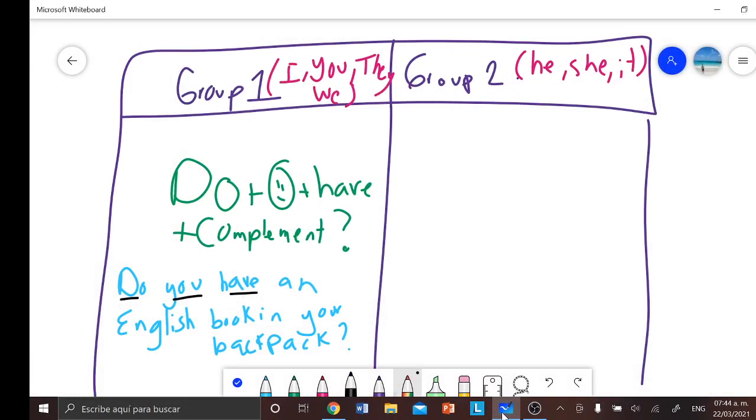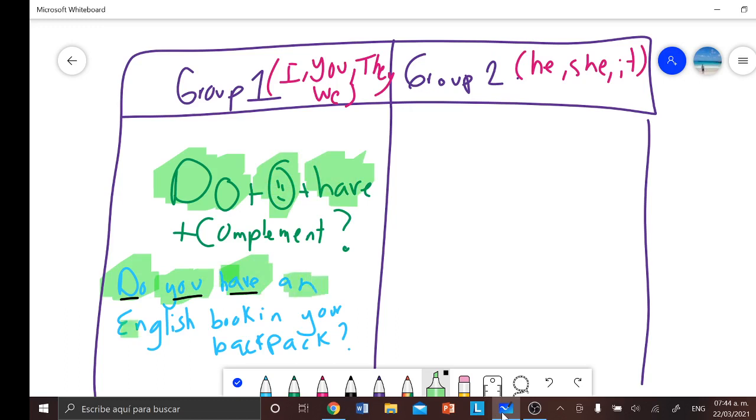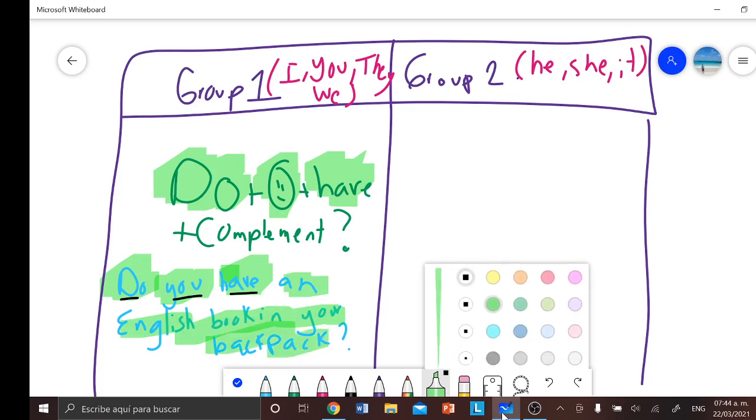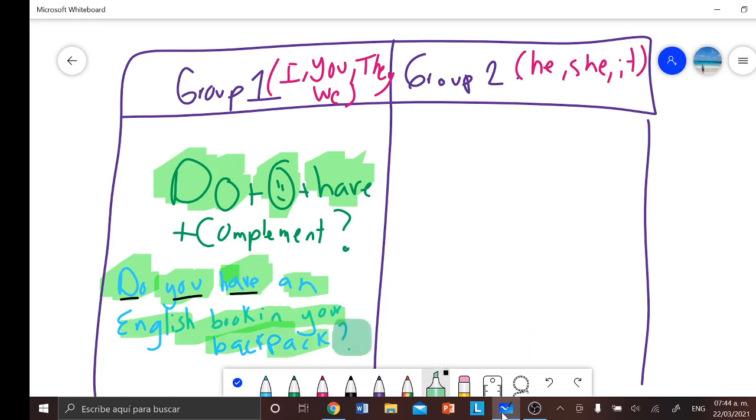Si se fijan, if you can see, we pretty much are following the structure, estamos siguiendo la estructura. Primero tenemos do, and here it is, do. Then the subject, luego el sujeto, here it is, and then we use have. Ok, y ya finalmente todo lo que resta va al final. Do you have a book in your backpack? Finalmente cerramos with the question mark, the one that we have over here.